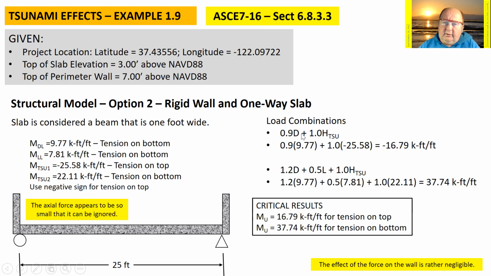Those also would be load combinations of axial force. But the reality is those forces are so small that I'm going to neglect it. And the effect of the force on the wall is really very small compared to what I had when I considered option one.